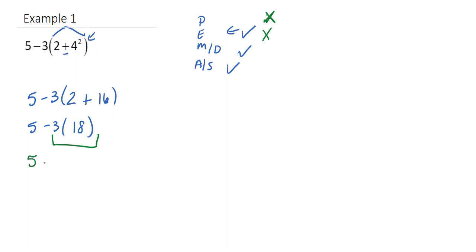Let's rewrite this. We have 5 now minus 54. We've dealt with the multiplication and division step. Now our final step will be to subtract. 5 minus 54 is going to be negative 49. So this would be our final answer.